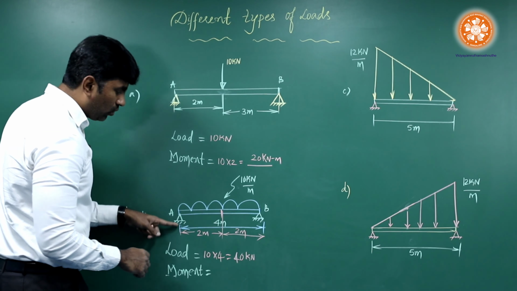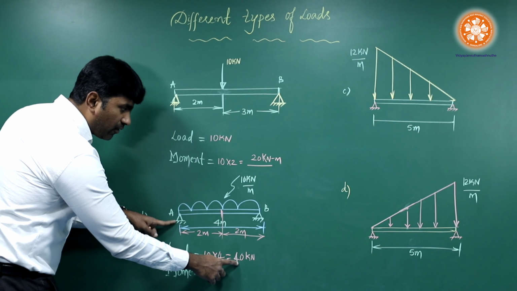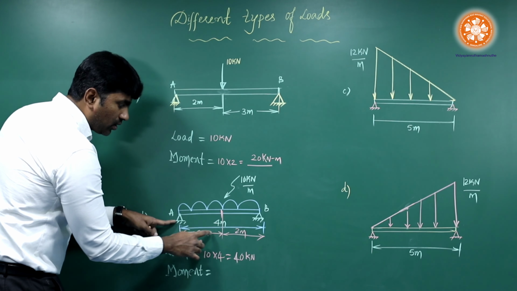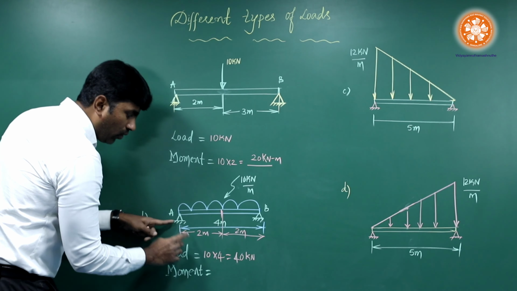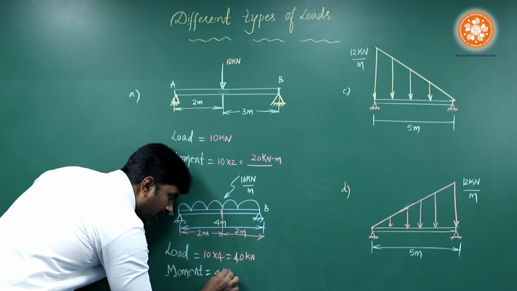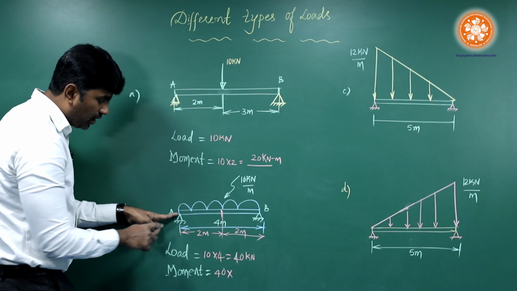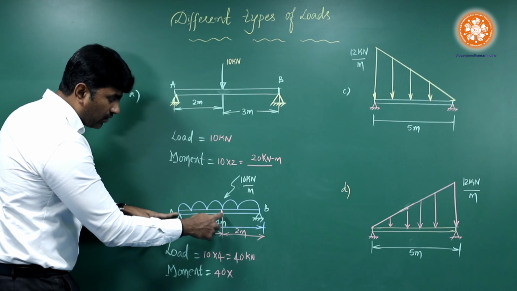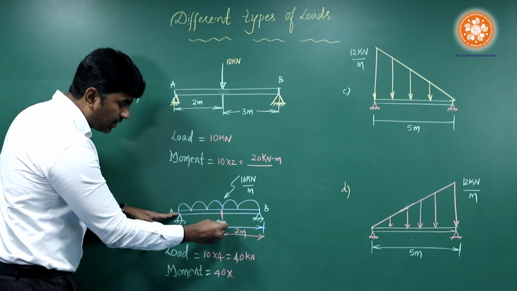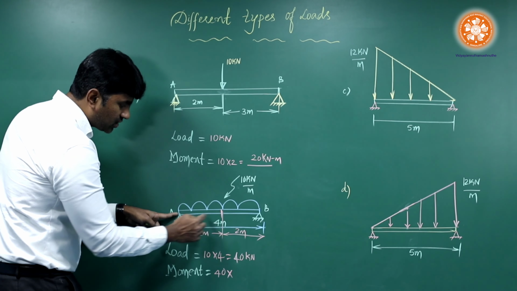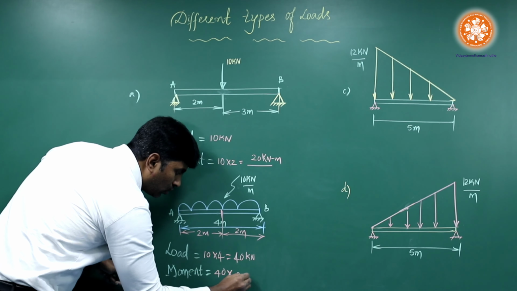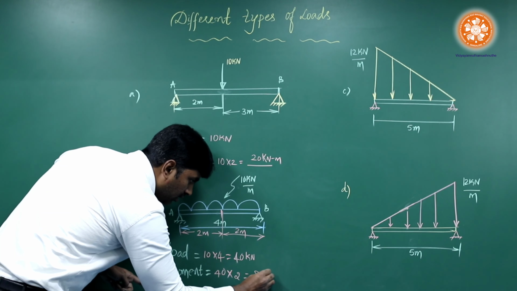Now moment is equal to load, as we have calculated 40, that is 10 kilonewton into overall length 4. So 40 into the perpendicular distance with respect to A, as I told, it always concentrates at the center. So take the center distance, that is 2. So 80 kilonewton meter.